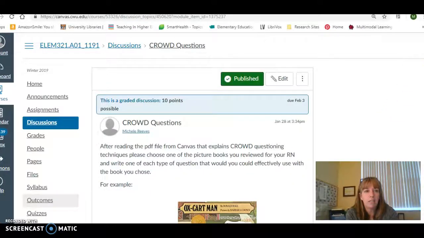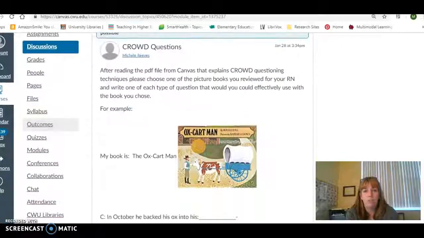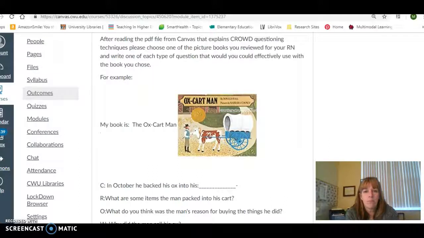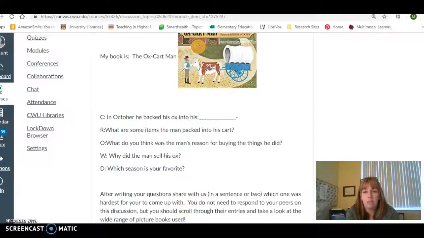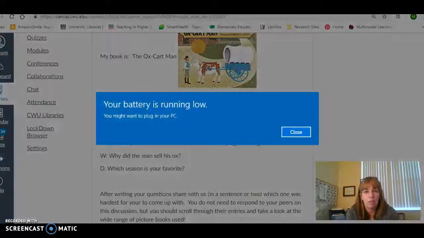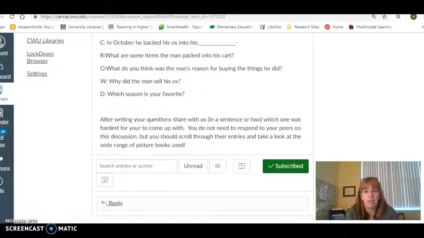You click on here. It tells you to go read that PDF, which you just did. Then you choose one of your picture books. I used Oxcart Man for this example. And you write one question for each of the letters in the word crowd. Oh no, my battery's running dead. So I'm going to have to close this.